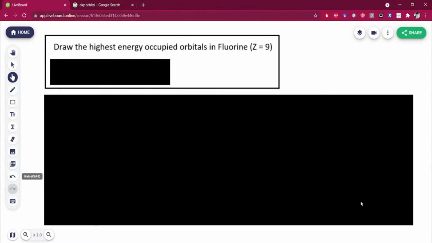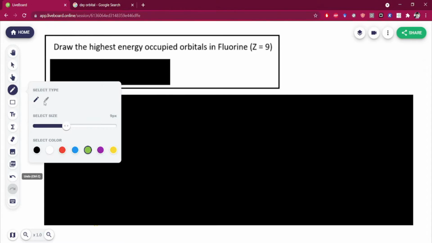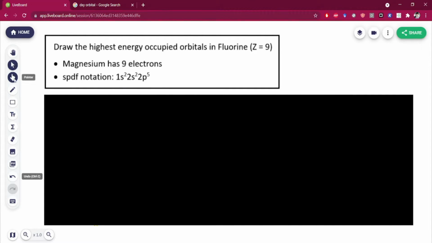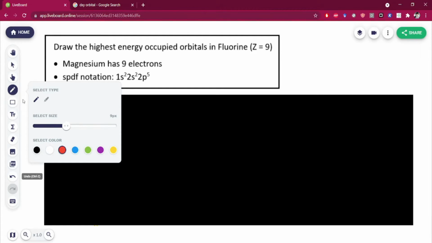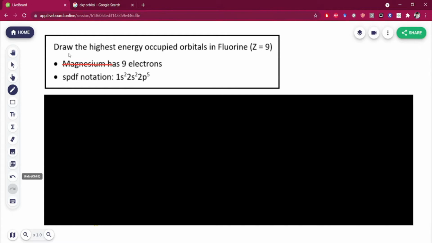Let's have a look at a very easy example. Draw the highest energy occupied orbitals in fluorine when you have Z equals 9. Over here, that one should be fluorine. I'm going to change that first. So fluorine has 9 electrons. When you do the SPDF notation, the highest energy occupied orbital is 2p5 over here. You can draw that one as well, but this time we're going to focus on the p orbitals.